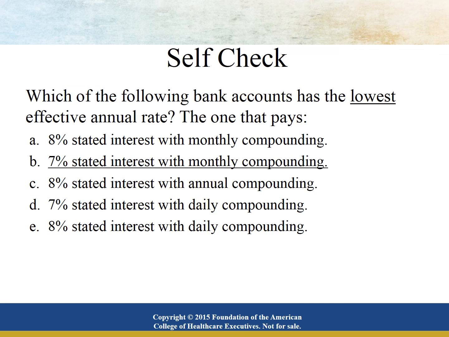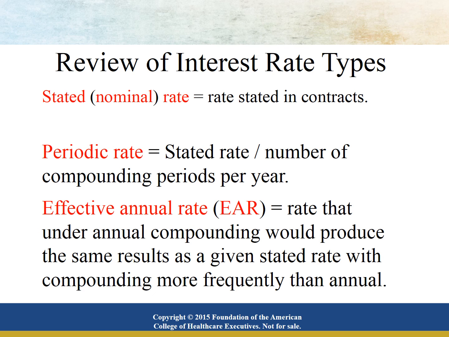All right, which of the following bank accounts has the lowest effective annual rate? 8% with monthly, 7% with monthly, 8% annual, 7% with daily, or 8% with daily? 7% monthly. Of course, the 8s are going to be higher, but 7% with daily compounding is actually going to bring you a higher effective annual rate. So there's your answer.